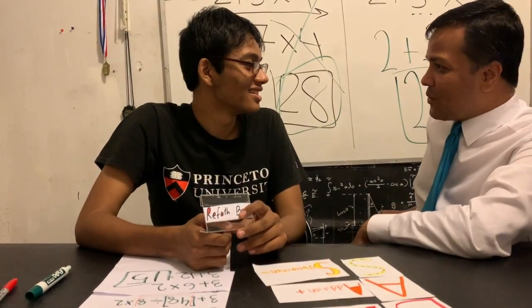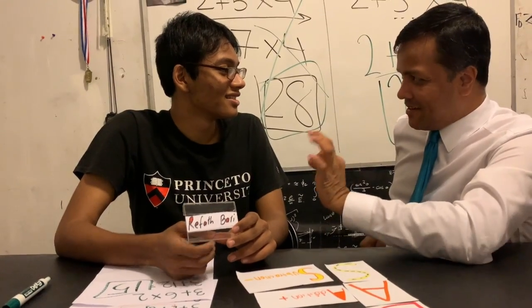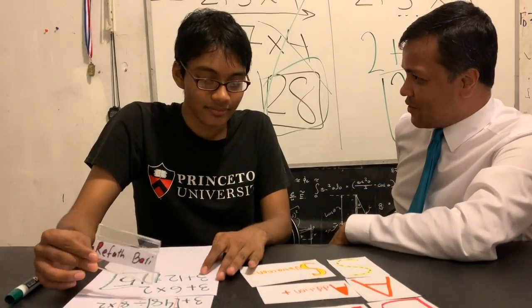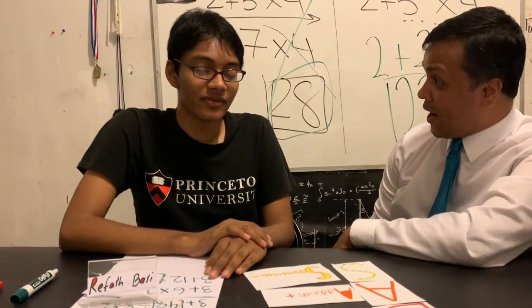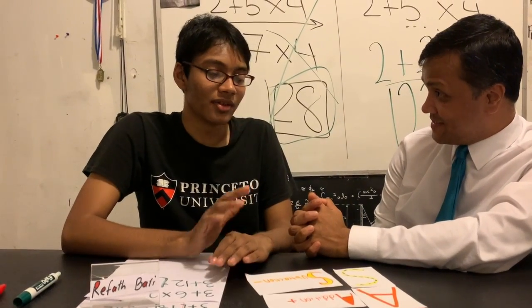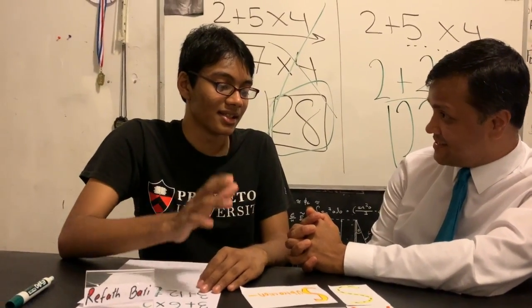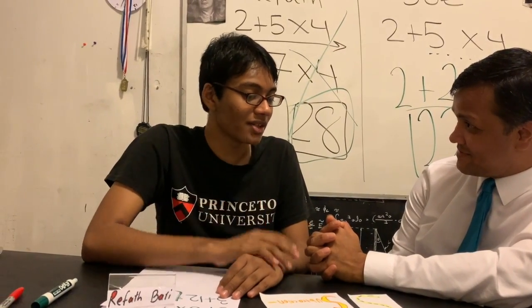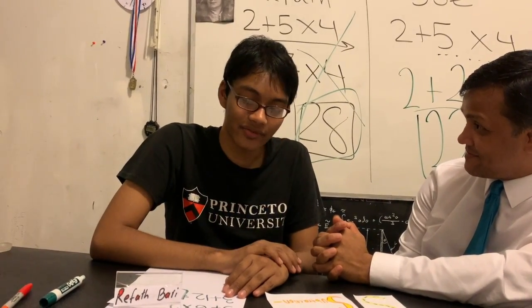Oh, before you go, why don't you tell me the definition of order of operation now? And why order of operation is important. So order of operation is the order in which you have to do the 4 operations of arithmetic.